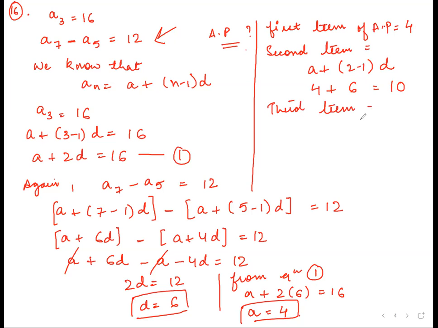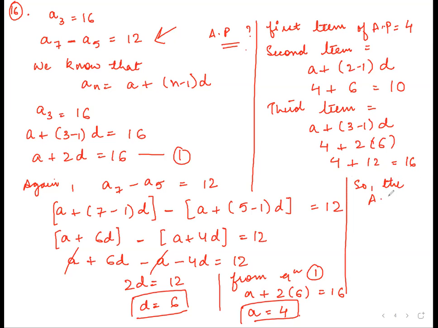Third term will be a plus 3 minus 1 into d. That means 4 plus 2 into how much? 6. That means 4 plus 12. That means equal to 16. Right? So the AP is: first term is 4, second term is 10, third term is 16, and then it will go on. So it's an infinite AP. So this is the AP you have to find. So 3 terms are enough. You can mention 4 also if you wish, but 3 are enough.